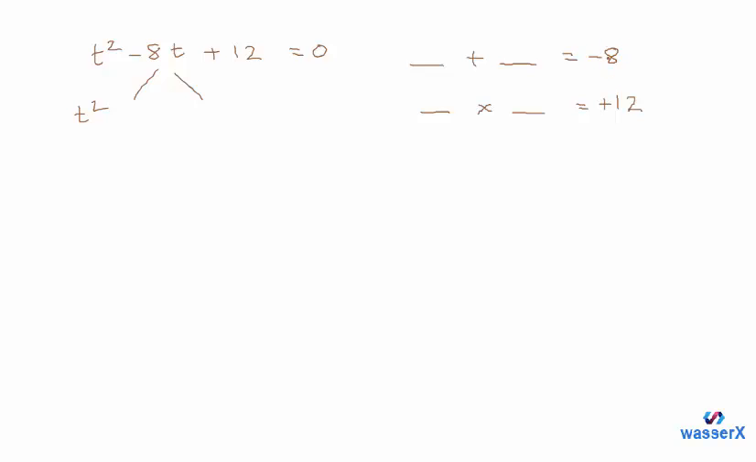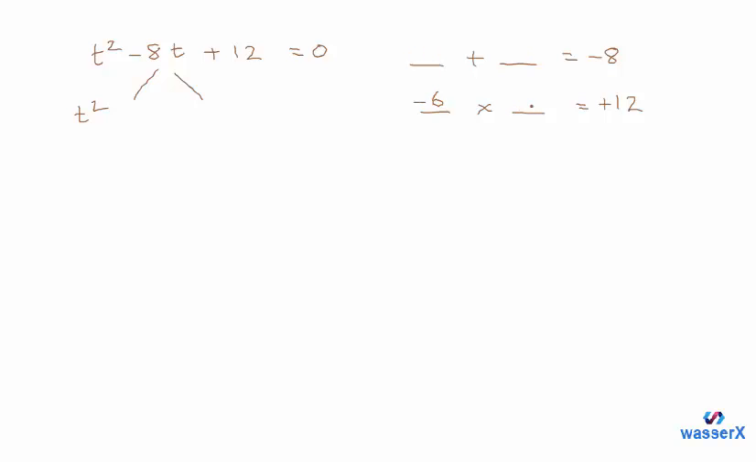Now the sum is negative. If you have both positives, the sum will never be negative. And the product is positive means either both numbers are positive, which is impossible. Therefore, both numbers have to be negative. Now how about negative 3 times negative 4? Negative 3 times negative 4 is positive 12. But the problem is negative 3 plus negative 4 will not give you negative 8. It will give you negative 7. So these numbers don't work.